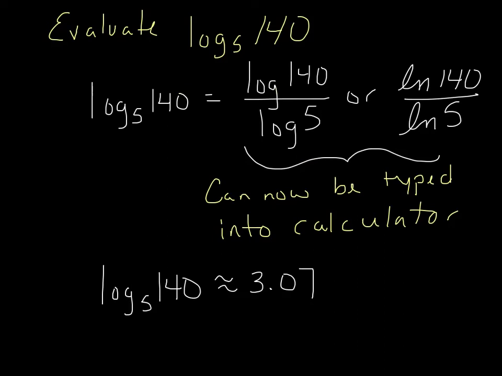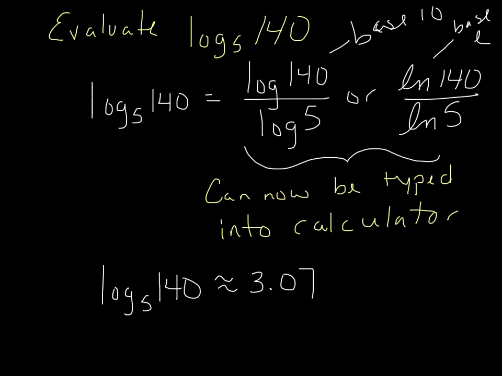So here we want to evaluate the log base 5 of 140. Using our change of base formula, we could rewrite that as either the log of 140 divided by the log of 5, remembering that log means this is base 10, or we could write it as the natural log of 140 over the natural log of 5, remembering that this is really with base e. Okay? Either way works. It doesn't matter which one you use. I usually just use the natural log, for no particular reason. That's just the one I prefer to use.